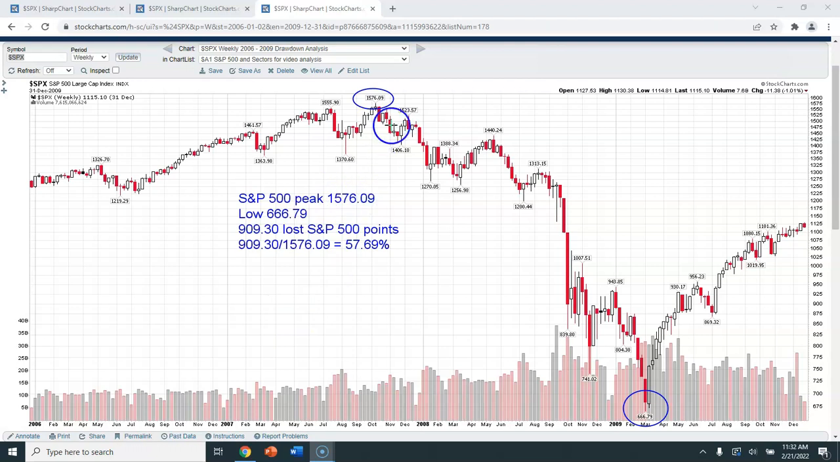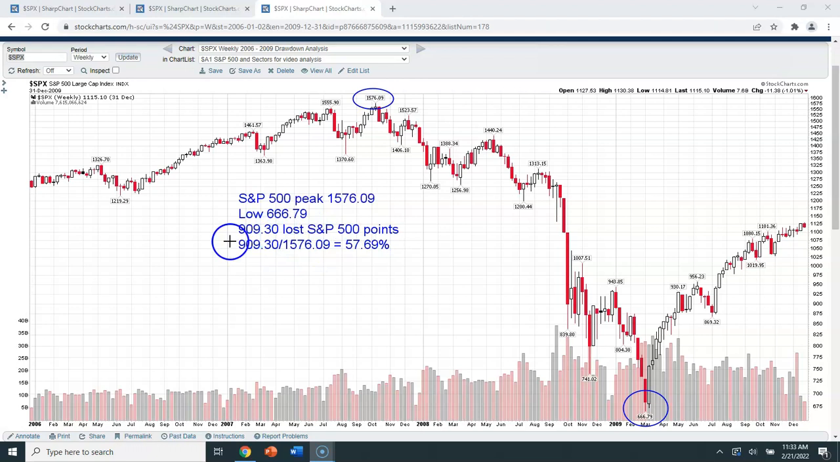So we know that the S&P 500 peaked right here at 1576.09, and that was at the beginning of October of 2007. And then look at how fast this drawdown was, and we went all the way down to 666.79. That was the low of the downturn in March of 2009. So 1576.09 to 666.79, that is 909.30 lost S&P 500 points.